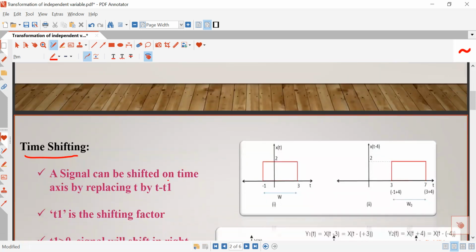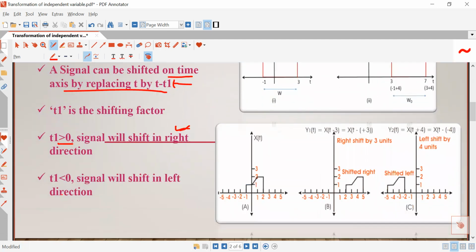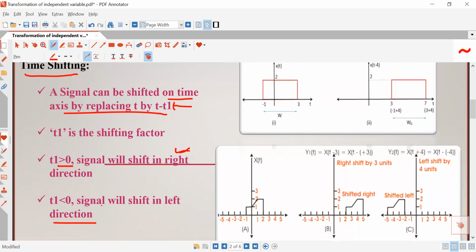So a signal can be shifted on the time axis by replacing t by t minus t1. You can shift the signal on the time axis either in the left direction or in the right direction just by replacing time t by t minus t1. You must remember, if this t1 is positive, then the signal will be shifted in the right direction, and if t1 is negative, then the signal will be shifted in the left direction.